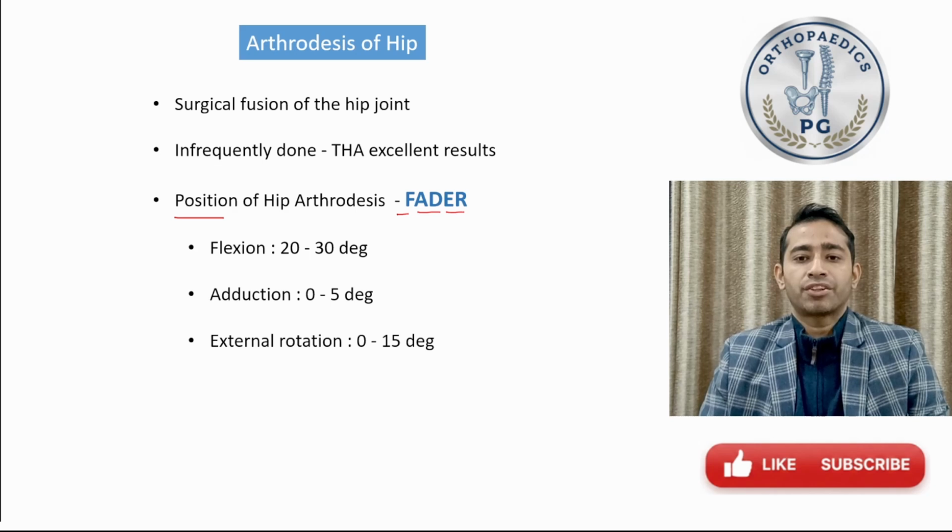The optimal flexion is 20 to 30 degrees, optimal adduction is 0 to 5 degrees, and the optimal external rotation is 0 to 15 degrees.